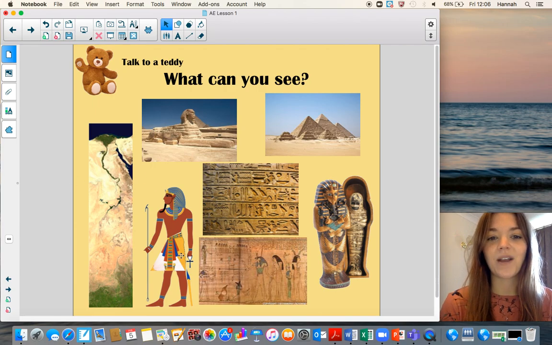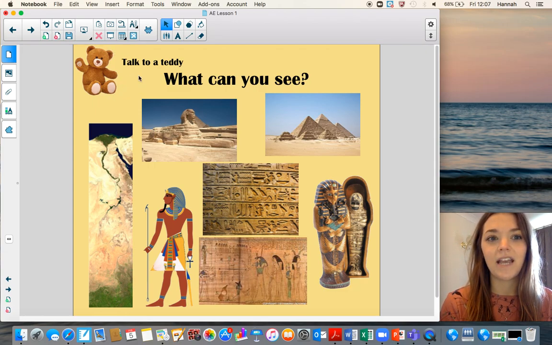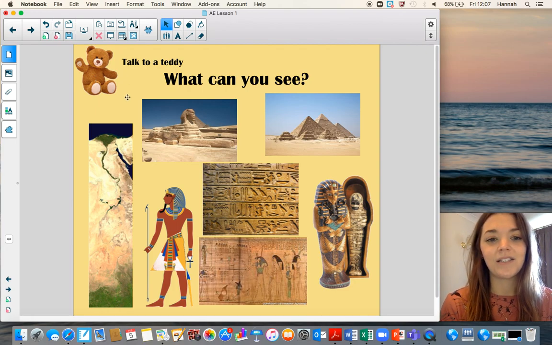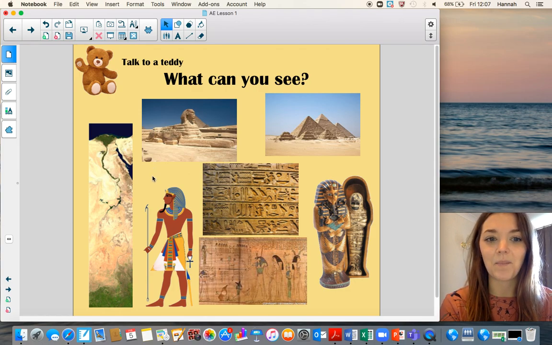So we're going to have a look now at these pictures, which are some significant things from ancient Egypt. As you can see in the top corner here, we've got a little teddy bear, and he's there because if you haven't got anyone to talk to at home because they might be busy or working, you can grab yourself a teddy or something and talk to your teddy. So have a look at these pictures, pause the video, think about what they might be, and then come back when you're ready.